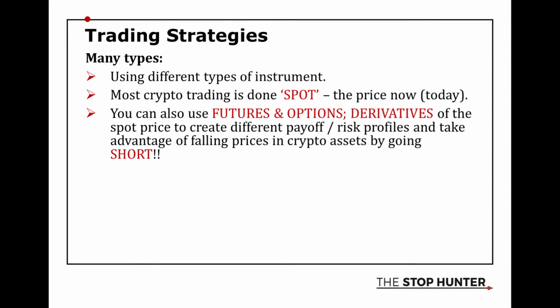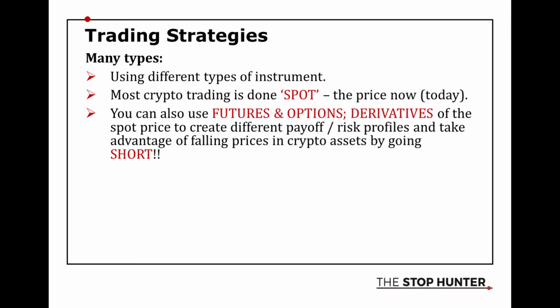There's also different types of trading instruments you can use. Now, most of the trading you'll do is called spot trading. That's the price of the digital asset like Bitcoin right now, and that's the majority of the market for crypto trading. It is called spot, and mostly that allows you only to benefit from the price going upwards.